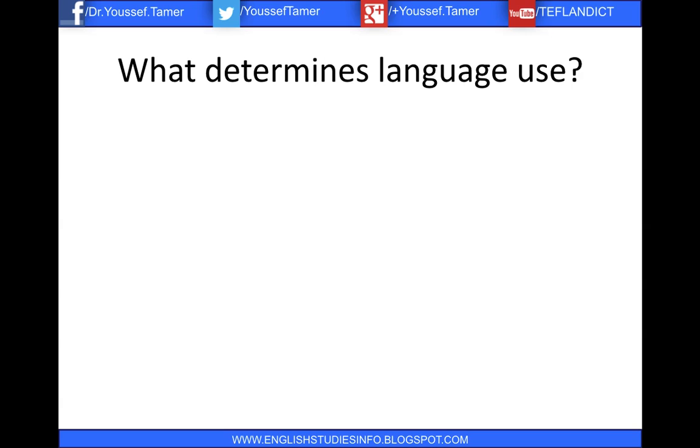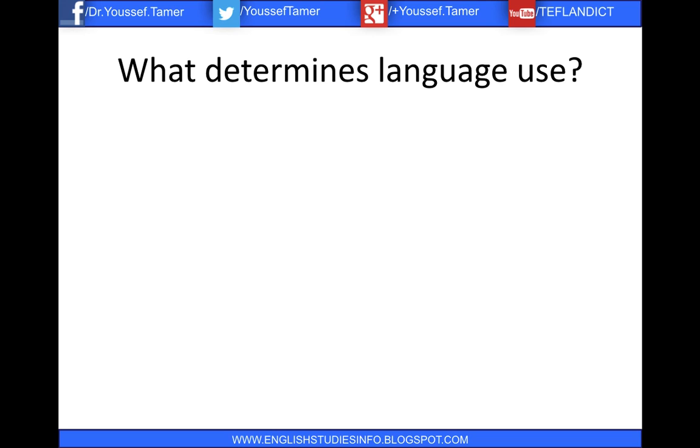What are these variables that determine language use, that affect or influence the way we use language in our speech community? For example, yes? What do you mean by language is a variable? Common. Yeah, of course, we're talking about something common. But I want you to tell me the variables related to society, and that affect the way we use language. The variables, okay? Sociolinguistics, social variables.